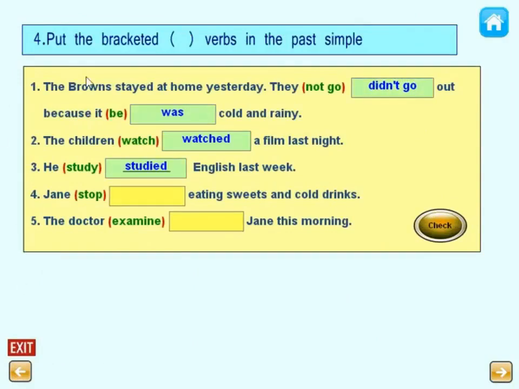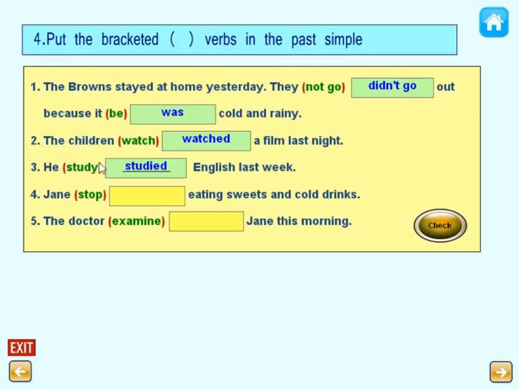Alright, let's correct. Sentence 1. The Browns stayed at home yesterday. They didn't go out because it was cold and rainy. So didn't go is the negative form of not go, and was is the past tense of be. Sentence 2. The children watched a film last night. Here we have a regular verb plus ed.